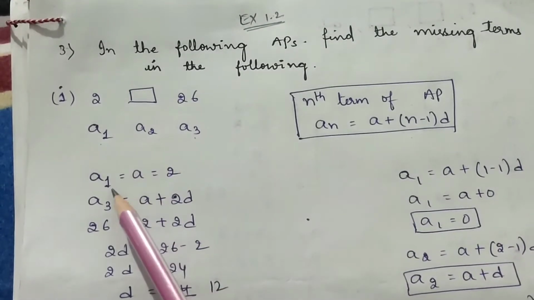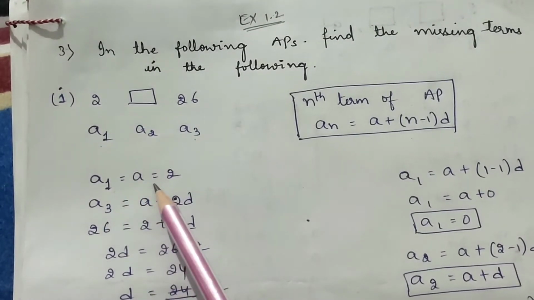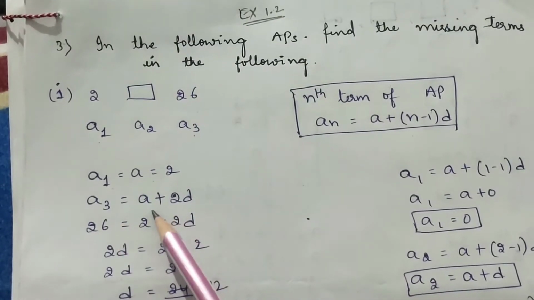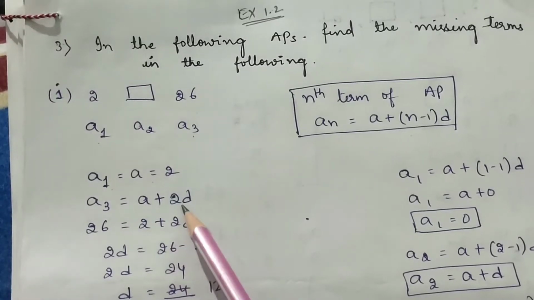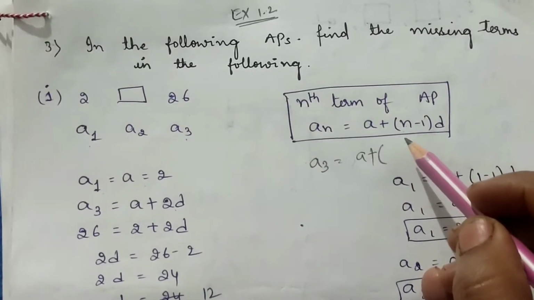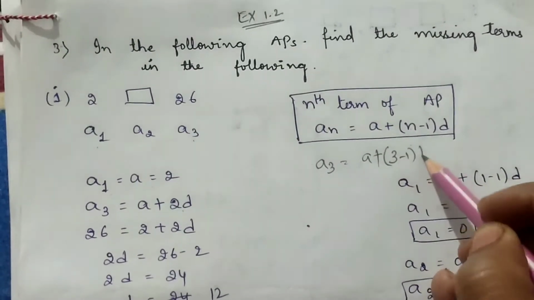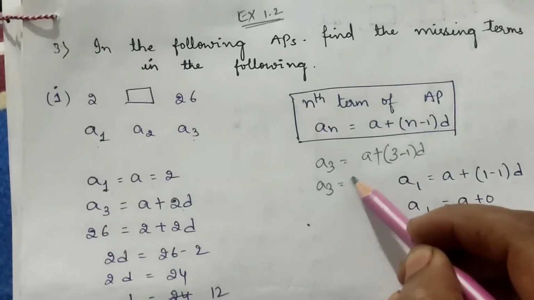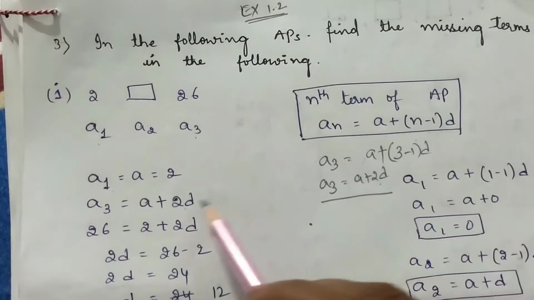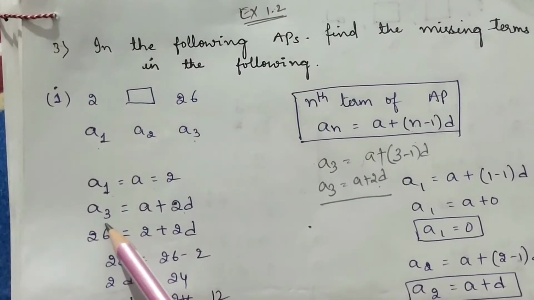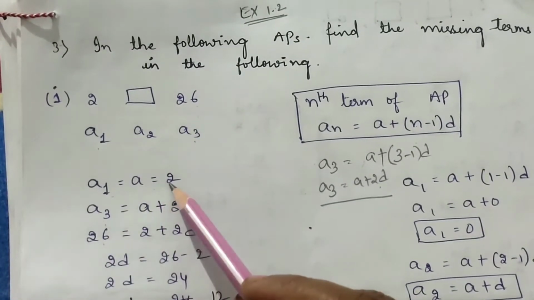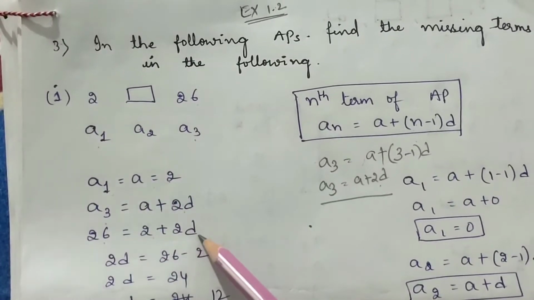Here, write the first term as a1, that is 2, and a3, the third term, is given. The third term can be written as a plus 2d. a3 is equal to a plus, substitute n is equal to 3, then 3 minus 1 into d. Then a3 is equal to a plus 2d, and it is already given that a3 is 26. Have written 26. a you know, that is 2, the first term, and 2d you have to write as it is.